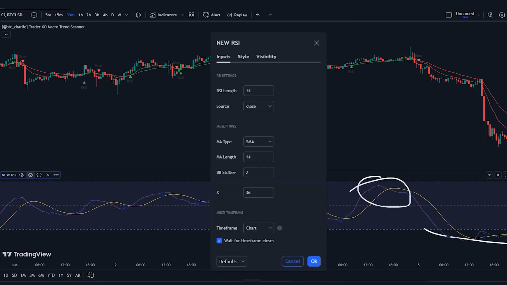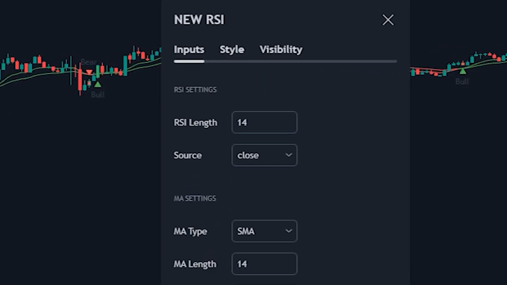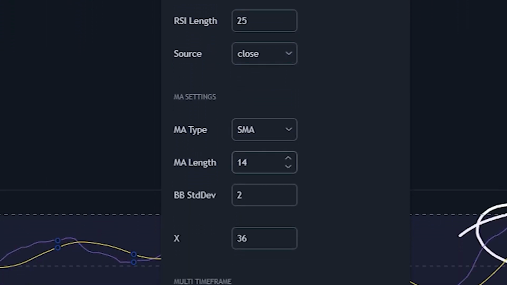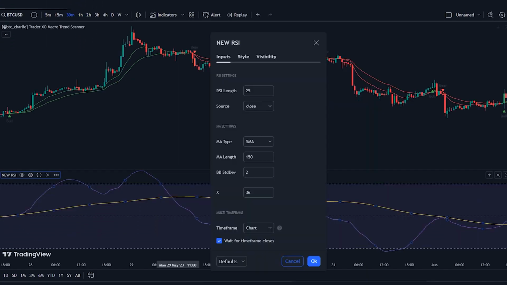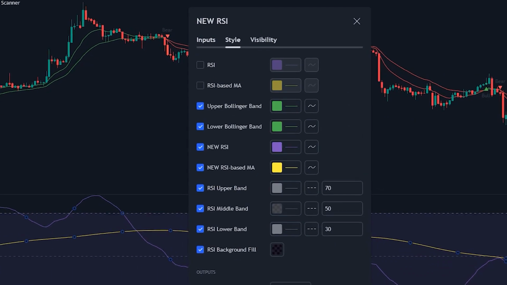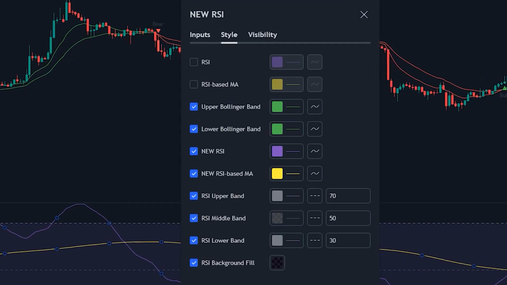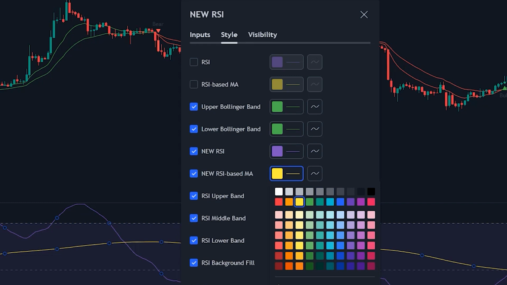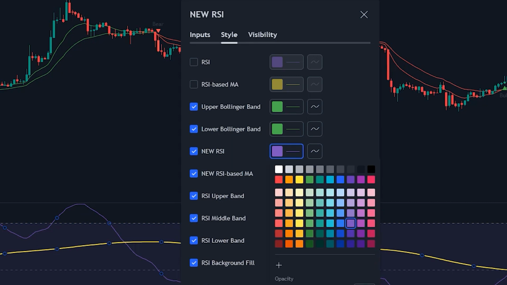The RSI settings will be opened by me. Here, I'll replace 14 with 25 and change this other 14 to 150. See how the RSI changed? We open the settings again. Colors are changed in the Style section. We adjust the new RSI graph to be bolder and a lighter shade of purple. To increase visibility, we also make the yellow line bolder, okay? So the new and advanced RSI is ready.